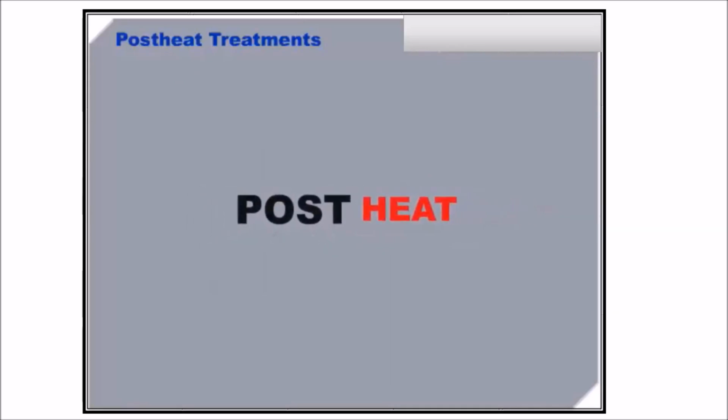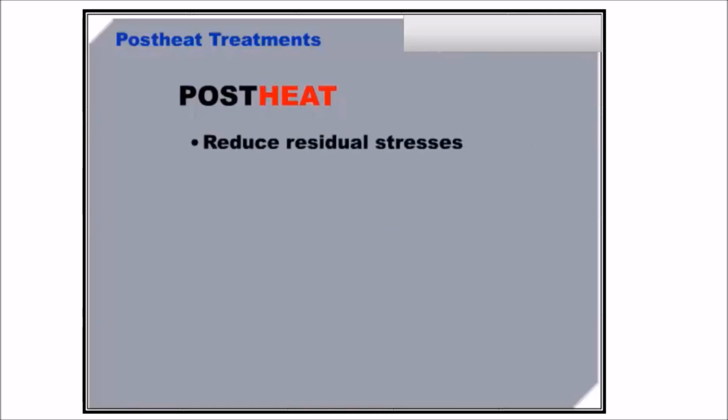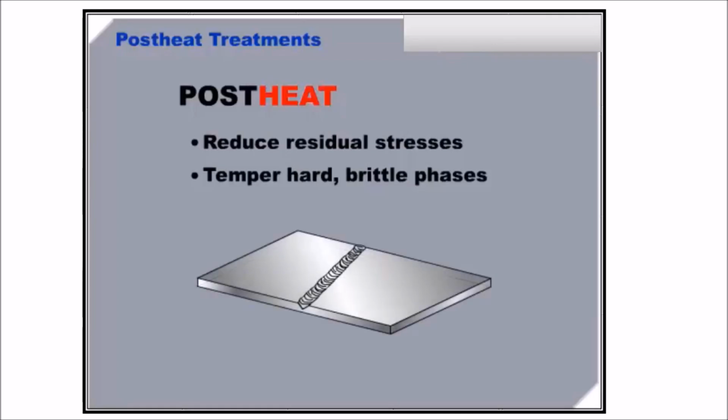Postheat treatments are used to reduce residual stresses and to temper hard, brittle phases formed during cooling or quenching. Postheat is applied after the welding has been completed. Generally, postheat temperatures are higher than those used for preheat.